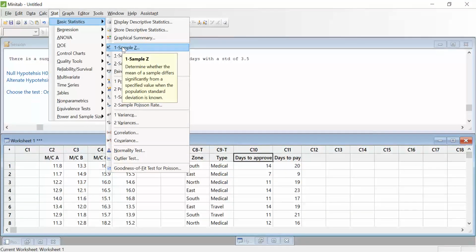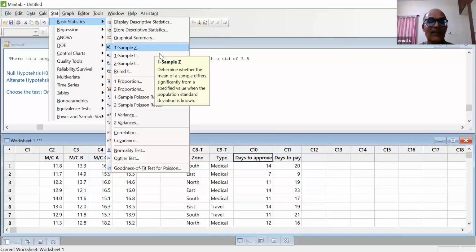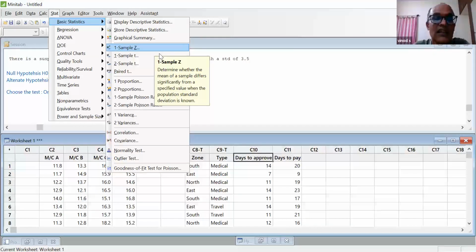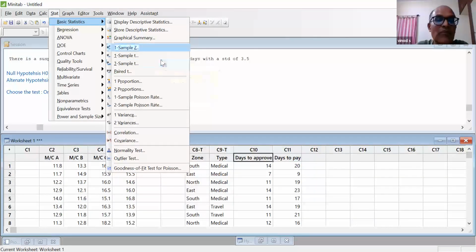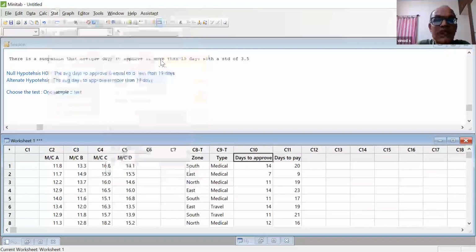What is written there? Can anyone read? 1-Sample Z determines whether the mean of a sample differs significantly from a specified value when the population standard deviation is known. Yes. So everything is there. Whether your sample is differing significantly from a specified value. So what is the specified value here? In our case, 19 days. And what is the population standard deviation? 3.5. 3.5, right? So we have to just enter all those things.